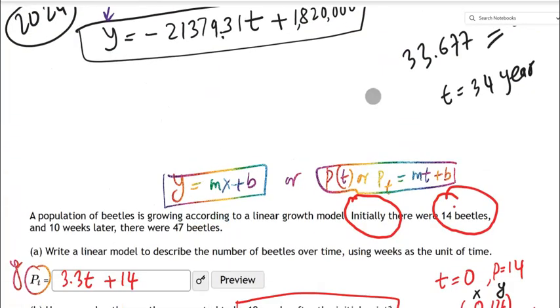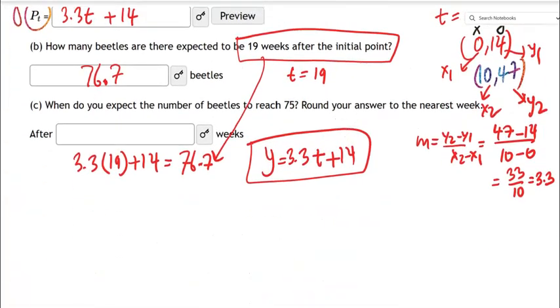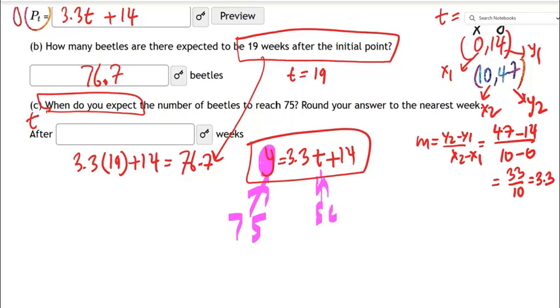Next question is, when do you expect the number of beetles to reach 75? So you're looking for when do you expect, that's the time. So after how many weeks, that's what you're looking for, the number of weeks, like a time. So here 75 is the y value or p of t value. So you put 75 in the equation, 75 as the y, and you solve for t. Solve for t, right? That's how you find the time.